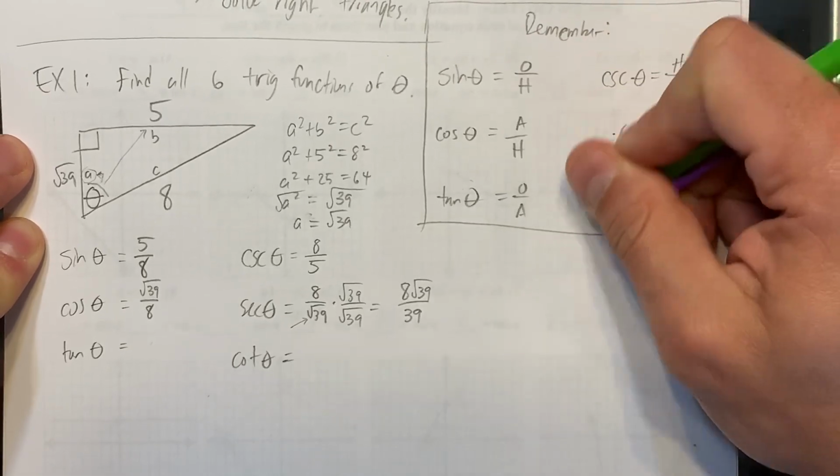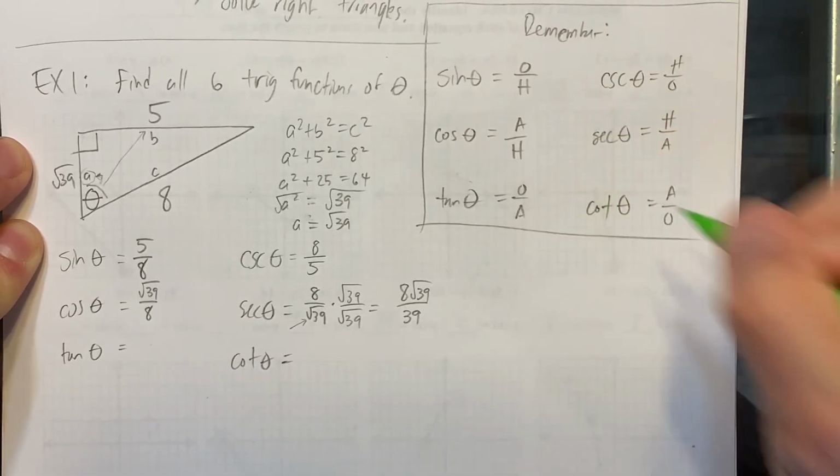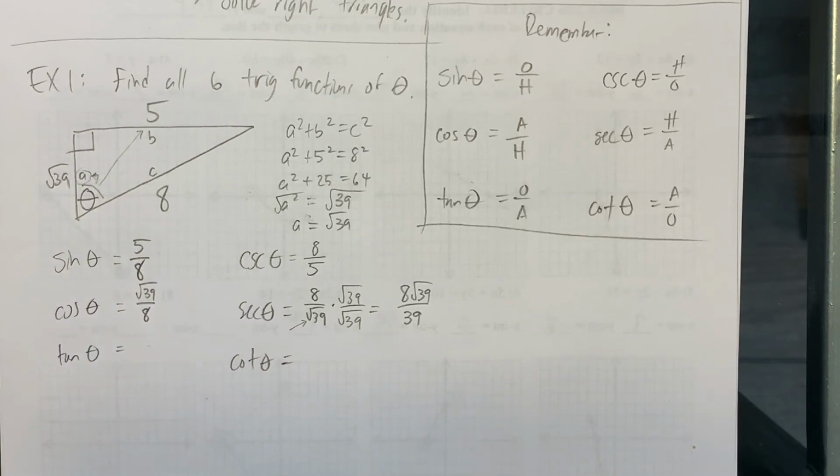These two, this is secant theta, and this is cotangent. Props to you if you noticed that before I fixed it.